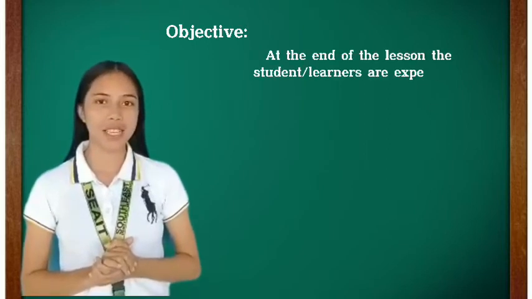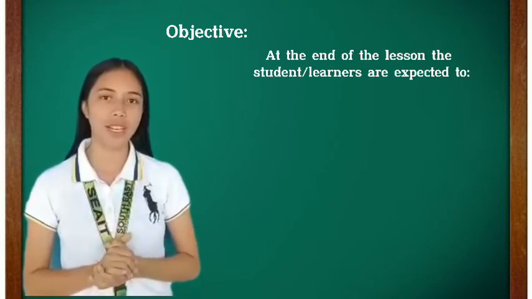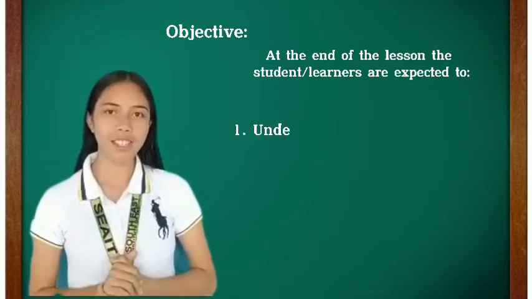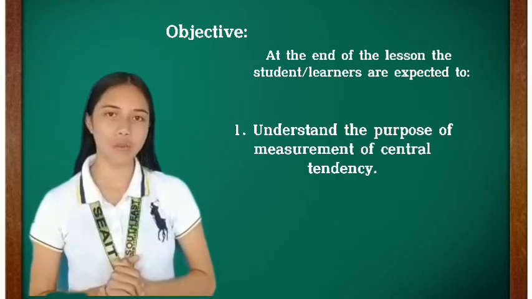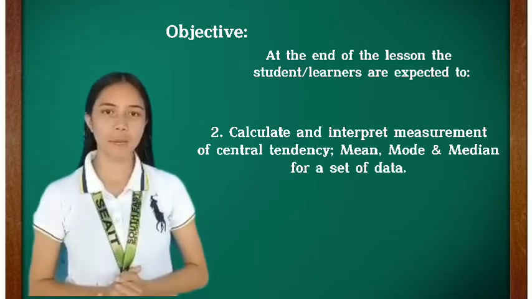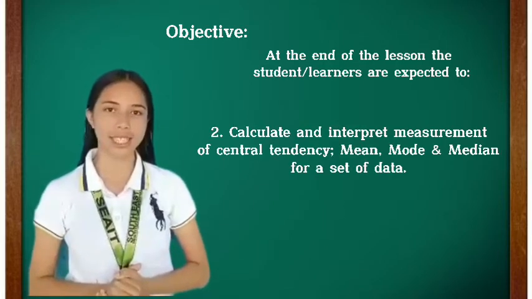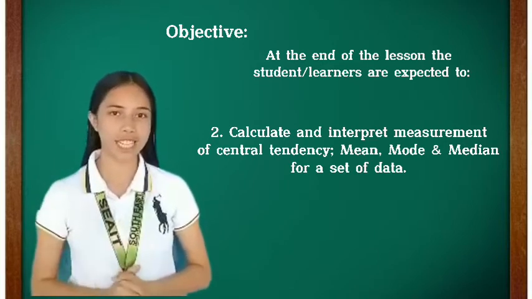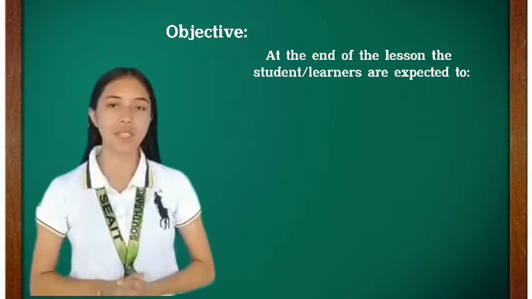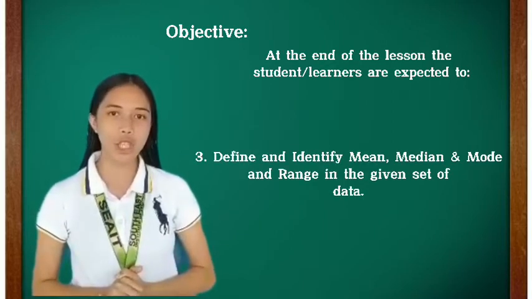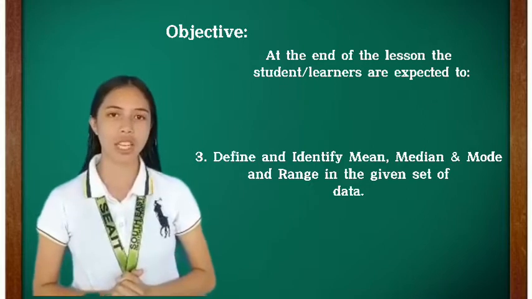At the end of the lesson, the students or the learners are expected to: number 1, understand the purpose of measurement of central tendency. Number 2, calculate and interpret measurement of central tendency, the mean, mode, and median for a set of data. And number 3, define and identify mean, median, mode, and range in a given set of data.